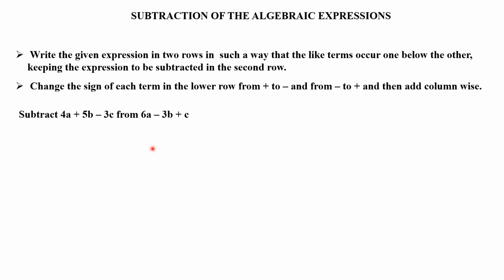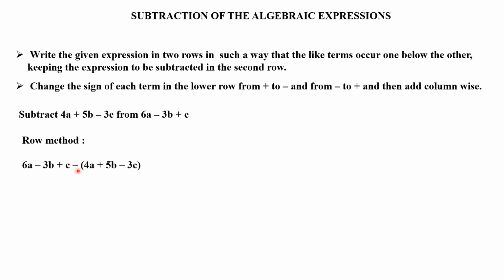So just keep this thing in mind. Whatever expression is written after "from", that expression should come first. So after "from", here it is 6a minus 3b plus c. So using the row method, you first write that, then put the subtraction sign, and then write the other expression within the bracket.